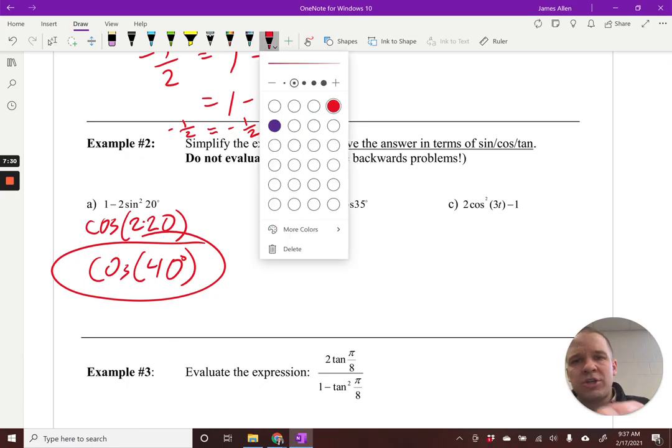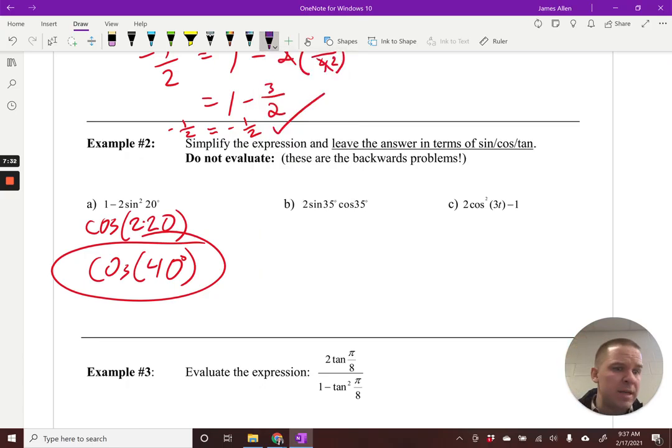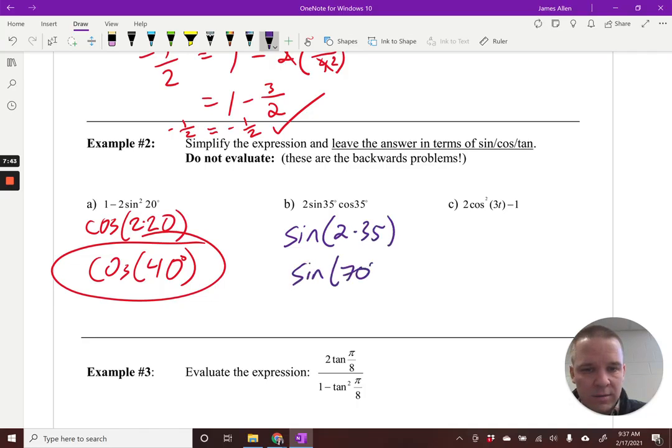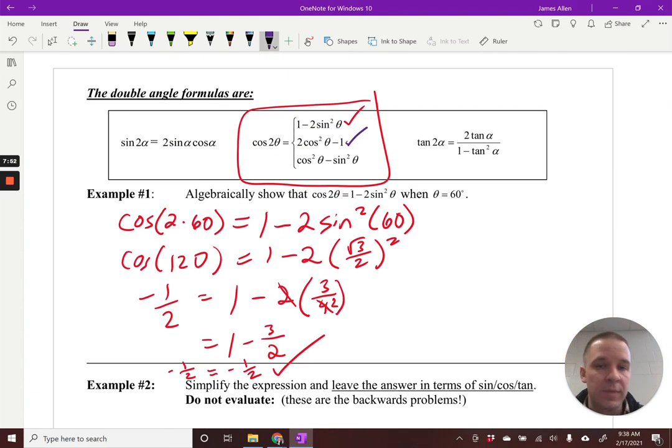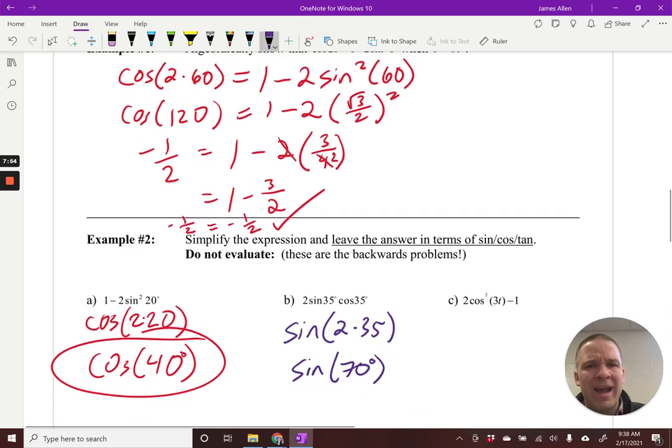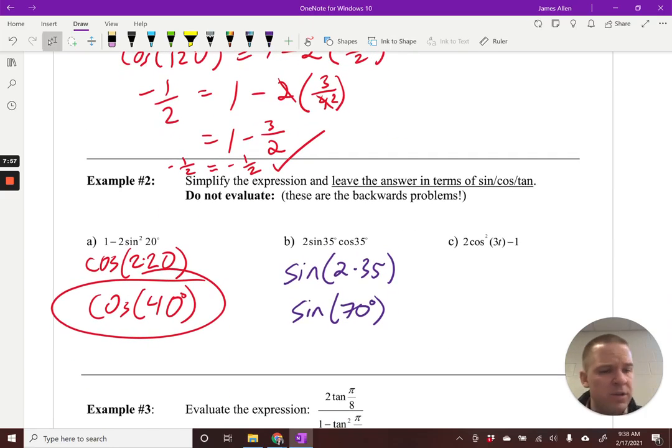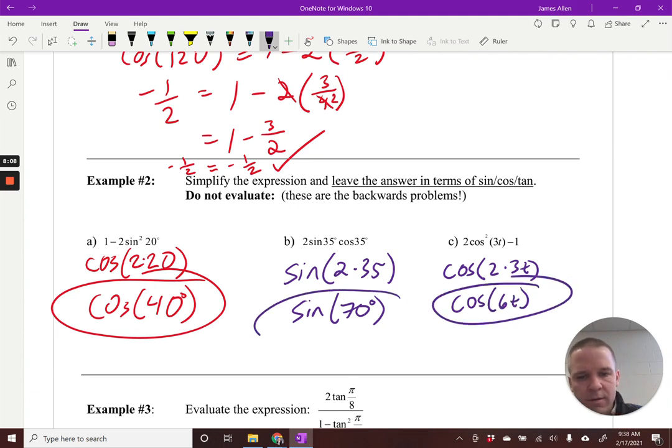The second one, and I'm going to change colors here because it's getting monotonous. That would be my sine double angle. So since theta is 35, I'd have sine of 2 times 35, so that would be sine of 70 degrees. And lastly, that one is again a cosine double angle. It's one of the other ones. It's this guy right here. My angle in this case is 3t. So don't freak out about that. It's just a variable, no big deal. We'd have cosine of 2 times my angle, 3t. So that'd be cosine of 6t, and we'd leave it just like that.